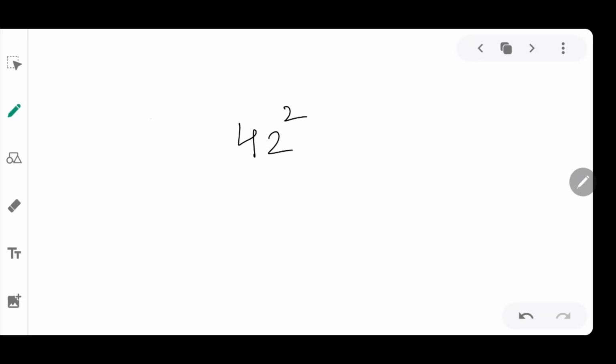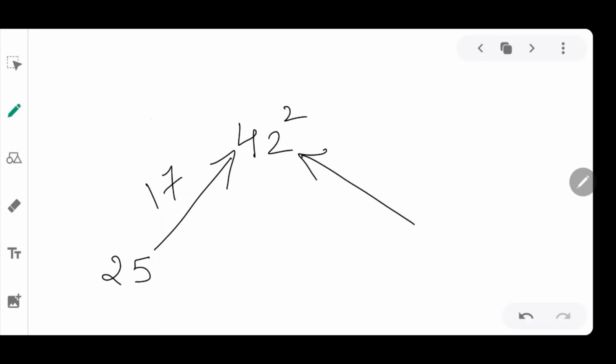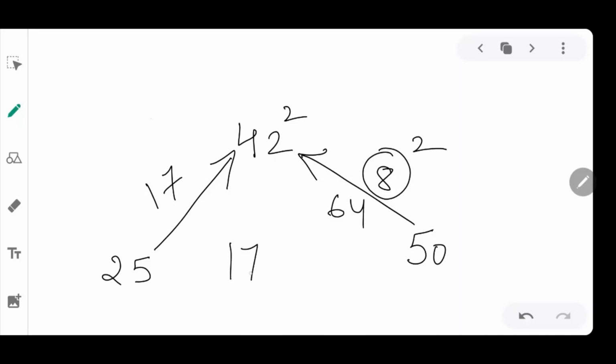Now we will see one more method to find the square. Let's say we have to find the square of 42. So in this method, we are going to see the difference of 42 from 25. Okay, so what is the difference? Difference comes out to be 17. So next step is we will see the difference of 42 from 50, which is coming out to be 8. Now square of 8 is 64. So the answer is 1764. Combine these two, 17 and 64, together.